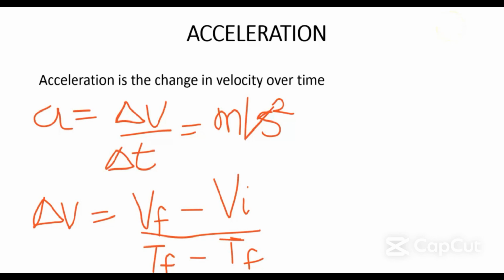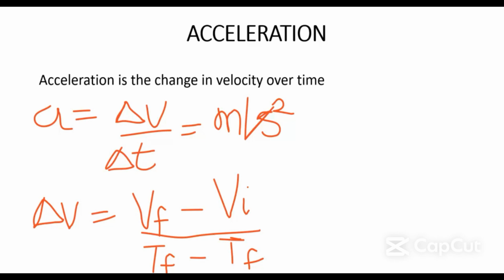The velocity changes too. If you change your direction, you change your velocity and it affects the acceleration. Those are the two factors that can affect the velocity vector: the speed and the direction.